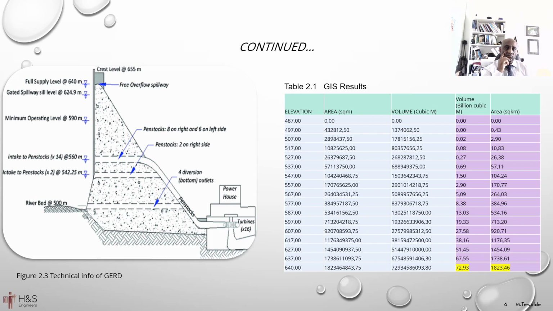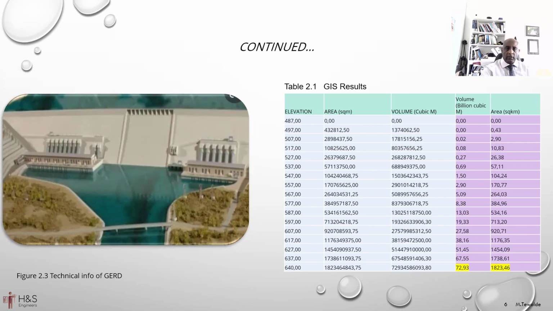The other penstocks need to have a minimum operating level of 590. So that is technical information. We need this because later, while we are doing hydraulic field routing, we must have this information to calculate everything. That is it. This is a dam.